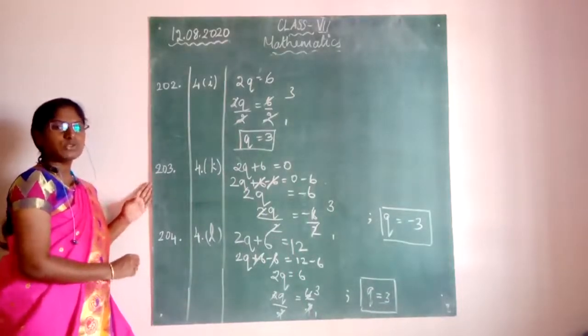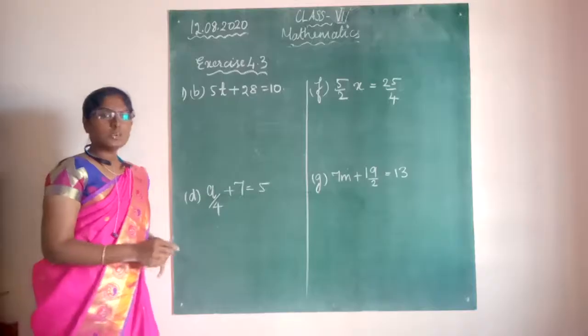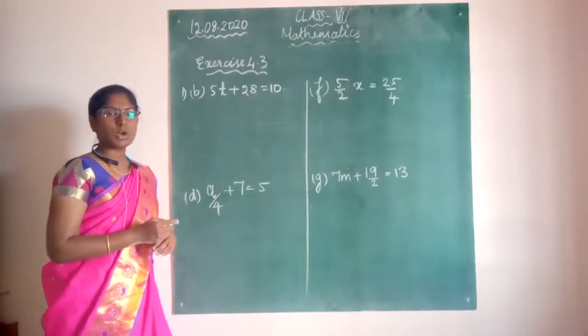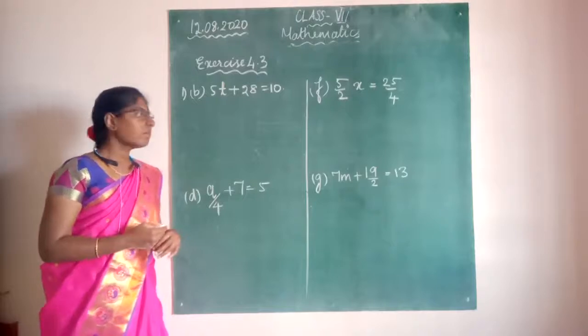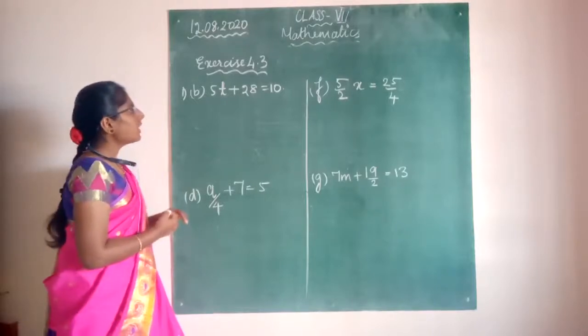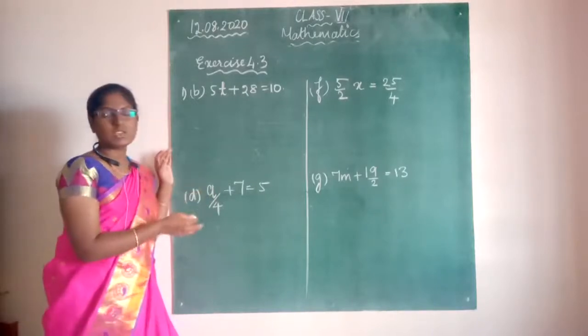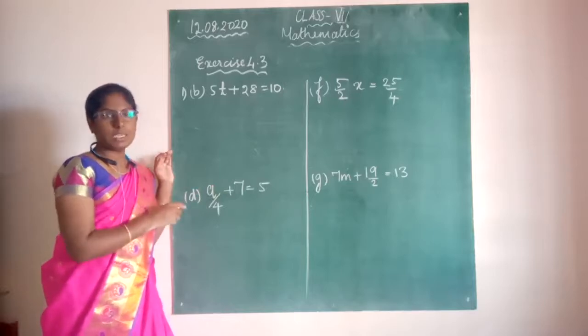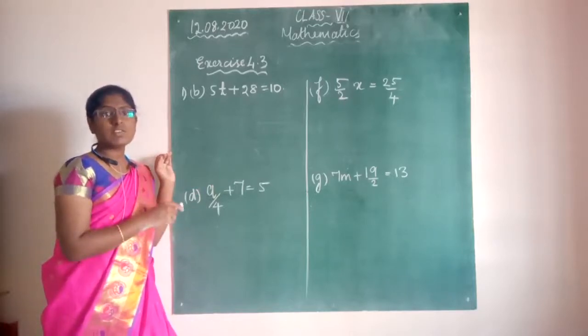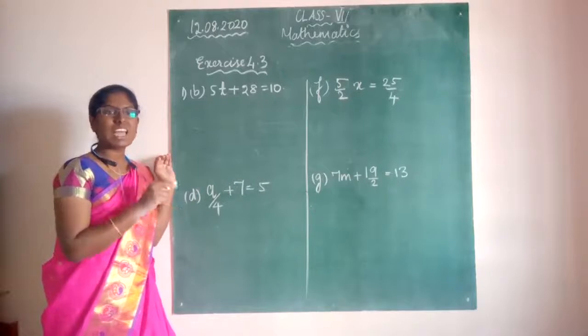Now let us enter into today's session. In today's class, we will be seeing few problems from exercise 4.3. Okay. So here look at the question. 5t plus 28 is equal to 10 is given and we have to find the value of t. Okay. So in this exercise, we will be learning a new thing called transposing.